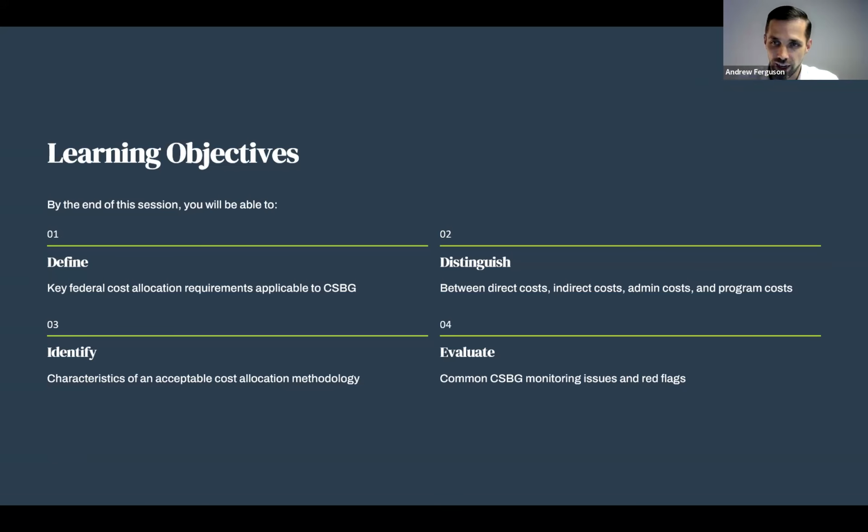I know the indirect versus the direct versus the admin versus program distinction can be incredibly confusing, between uniform guidance and CSBG and the different language used in those two documents. We're going to be able to identify the characteristics of an acceptable cost allocation methodology. And then we're going to close our session today by looking at common CSBG monitoring issues and some common red flags when you're monitoring CSBG cost allocation.